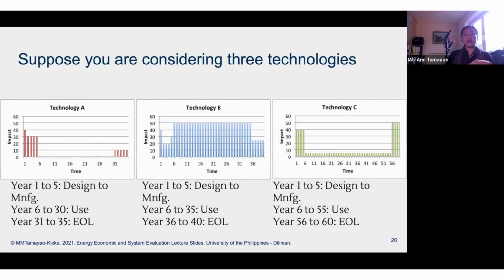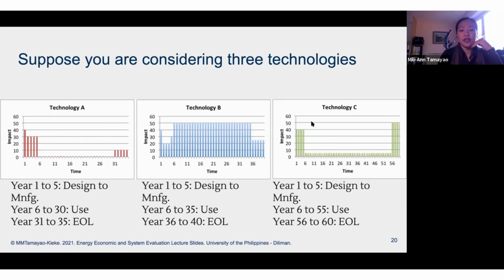Okay, so suppose you are considering three technologies, technology A, technology B, technology C. And as you can see at the bottom, the stages are written under the figures. So simplified, as you can see, for example, from year 1 to year 5, they are the same from design to manufacturing. But their use phase differs in length, right? The length of the period of use. And then of course, you have your end of life. So for example, dismantling, which takes time also to do.